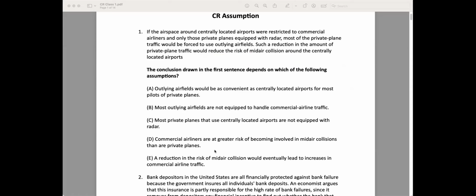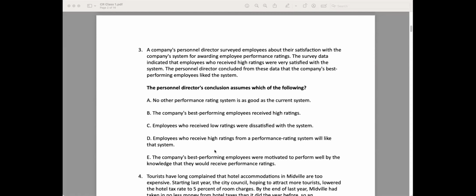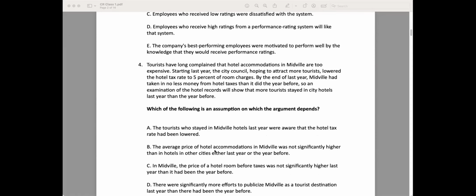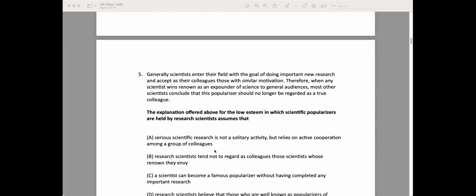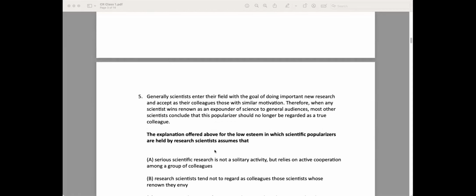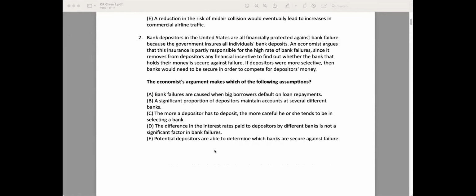Okay, let's do now second, third, fourth, and fifth. 2, 3, 4, 5. Again, try to implement the things that we have discussed, which is understand the conclusion, write the conclusion, and eliminate options which are totally irrelevant to the discussion, which will have no impact on the conclusion. Pick or eliminate those options first.